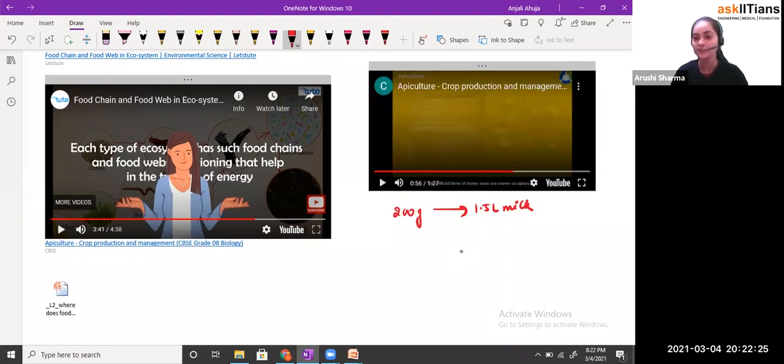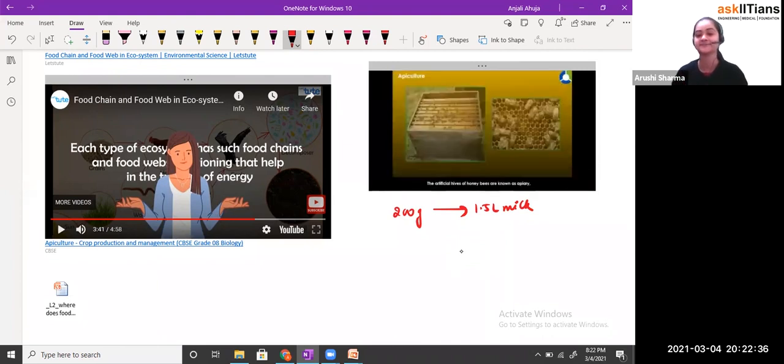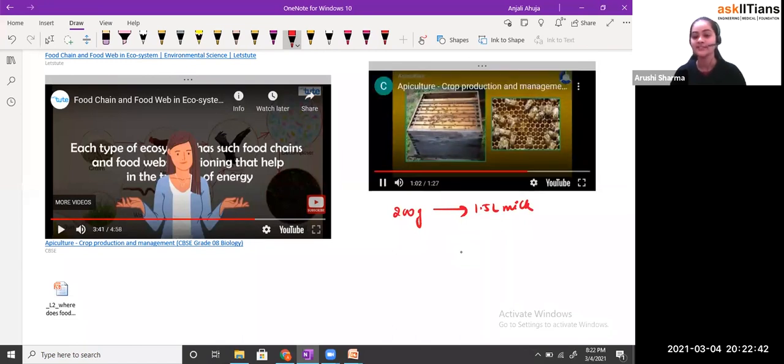Students, if you have noticed, there is always a group of bees. They don't live separately. They always live in a group that we call a swarm. How? See here. The artificial hives made by people so that we can take honey from them are called an apiary. That's why we call it apiculture. Fine. So how is it going on?